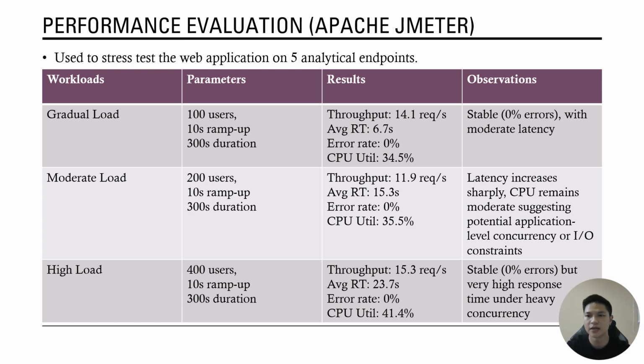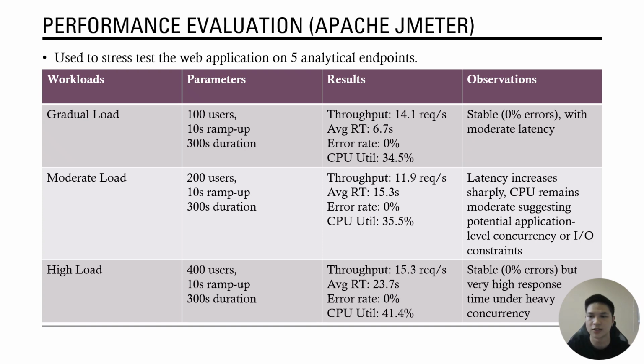Hi, my name is Mark, and this slide summarizes our performance testing using Apache JMeter across all 5 of our analytical endpoints. For all runs, we kept the same test structure, 10-second ramp-up and 300-second duration, and only varied concurrency at 100, 200, and 400 users. We measured total throughput, average response time, error rate, and cross-checked CPU utilization from CloudWatch.